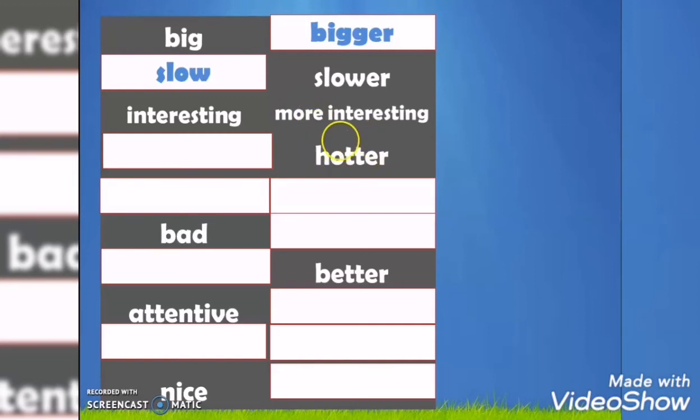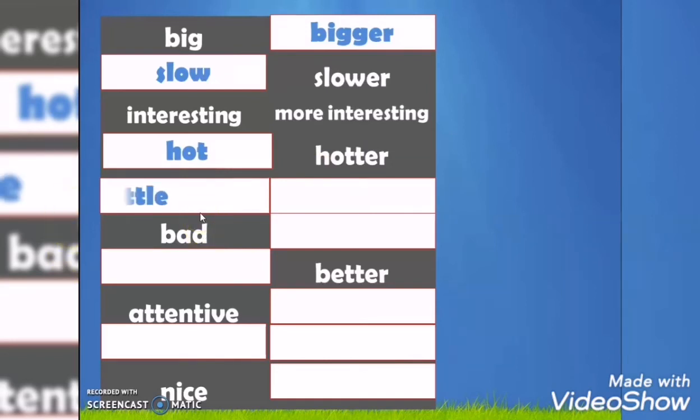Okay, for hotter, I want to change it into the base form. Here we have hotter. If I remove the er, it becomes hot. How do we write the word hot? We write it H-O-T. Because it is consonant, vowel, consonant, I doubled the T. But the base form of hotter is hot with one T.